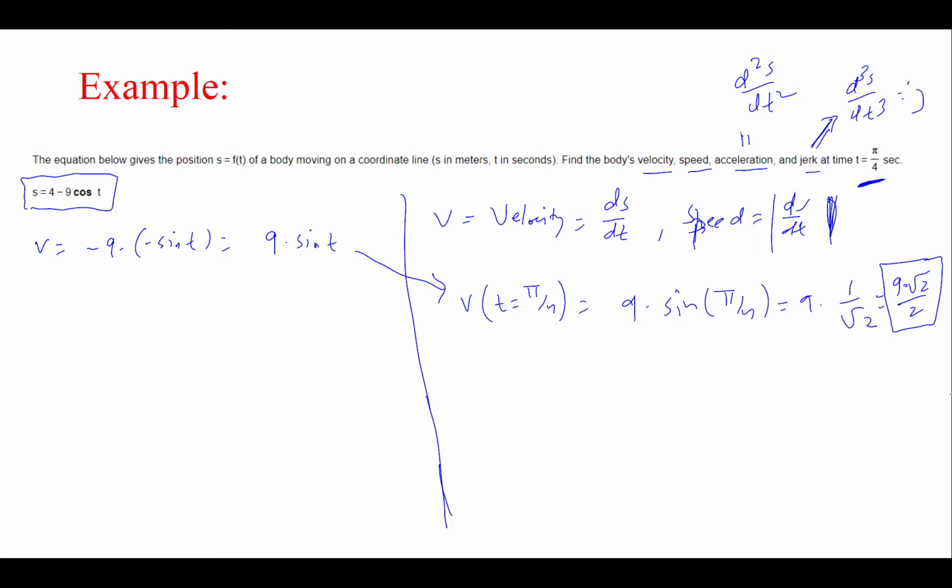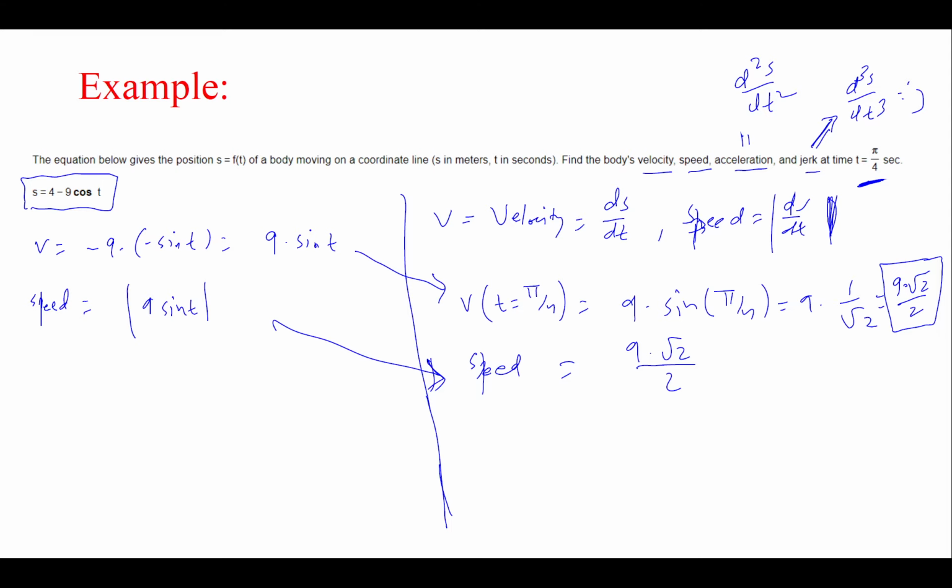If you want to find out the speed, in this case, speed and velocity are the same because it's positive. So speed is the absolute value of 9 sine t, but the value of the sine function at pi over 4 is positive. So speed at t equal pi over 4 is the same thing because it's a positive value, 9 times the square root of 2 over 2.